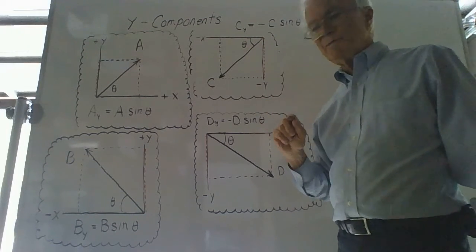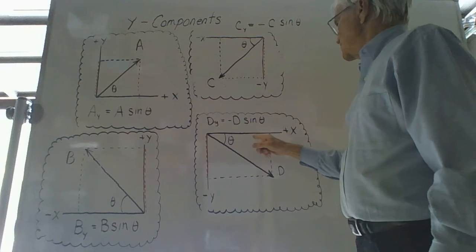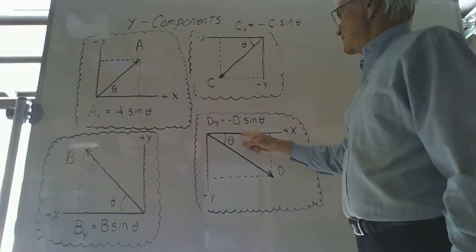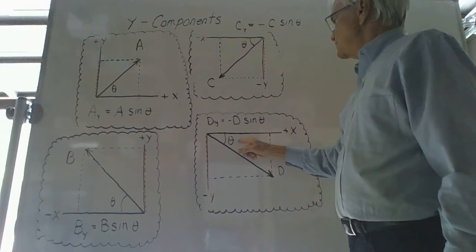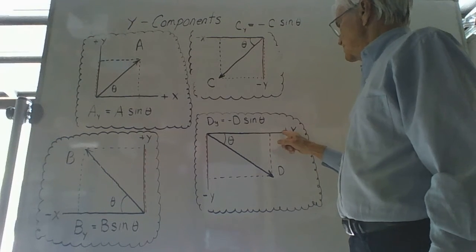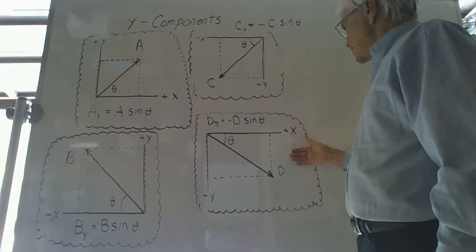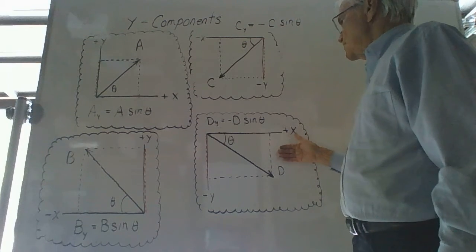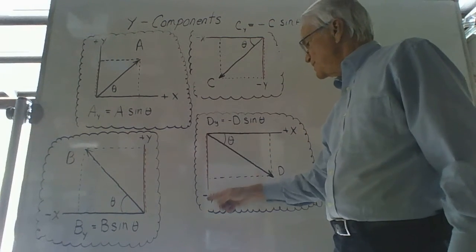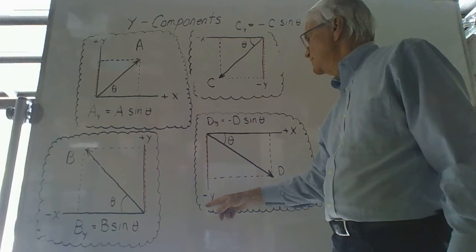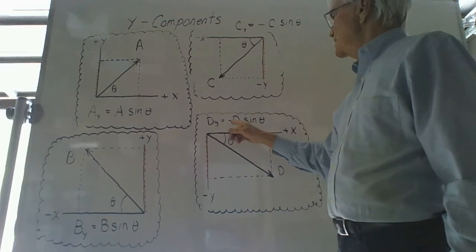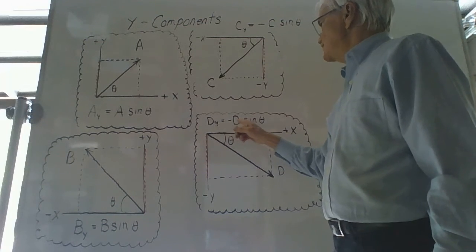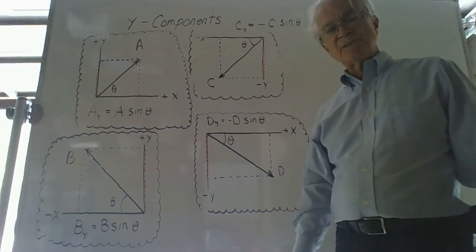One more to go. A vector pointing into the fourth quadrant, making an angle theta with respect to the x-axis. A light source over here to the right of the arrow casts a shadow along the negative y-axis. Consequently, the y component of this vector d will be negative, and in this case, negative d sine theta.